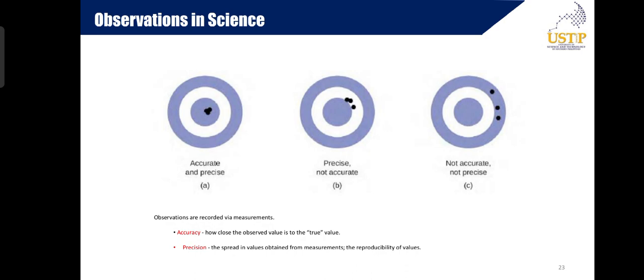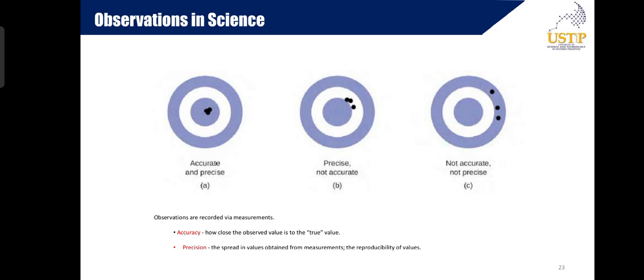And for the diagram C, as you can see, the data are so far from each other, dili sila magkaduol. So this is an example of not accurate. Why not accurate? Because they are not within the true value that you wanted, at the same time they are not precise because they are too far from each other.